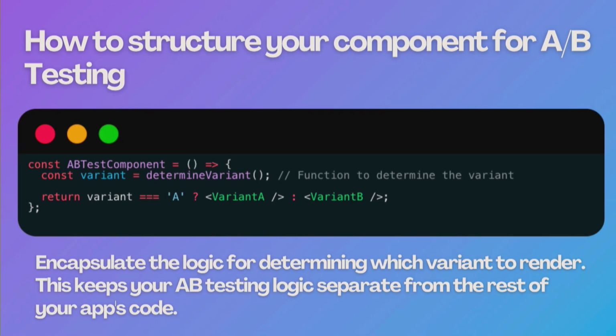The next thing is to encapsulate the logic for determining which variant to render. This keeps your A/B testing logic separate from the rest of your app's code. And here in this example, the determine variant function contains the logic for presenting variant A and variant B, and it will be presented to our users if the user is part of variant A.